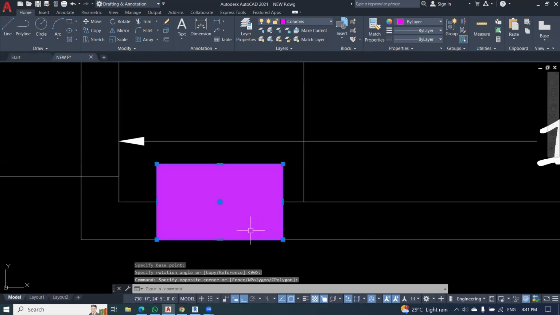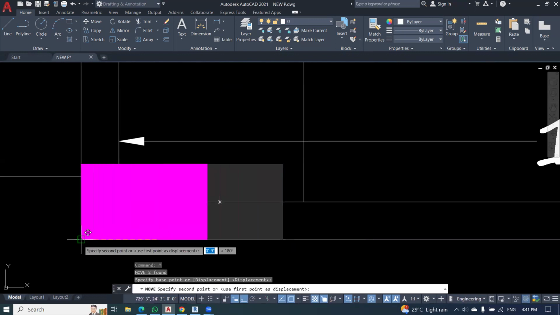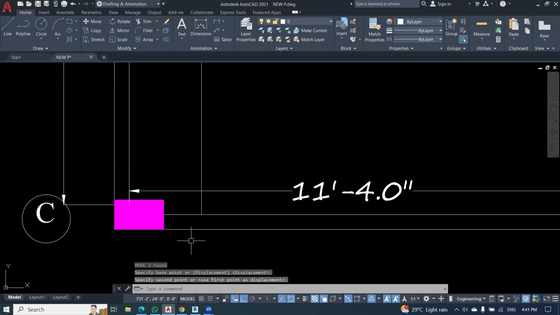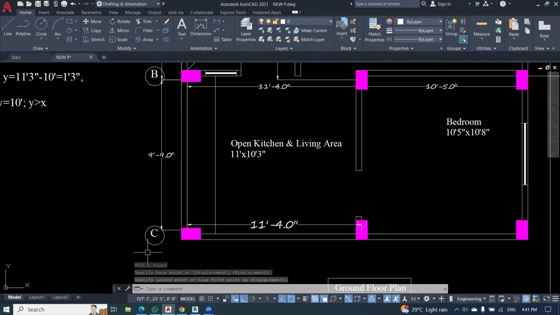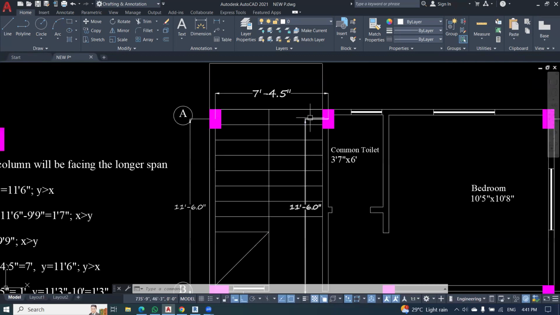यहाँ पे turn कर दिया and make sure placing it at corner. Done? Yes. Now coming to the next thing. Next column is nothing but at A2. We are supposed to look out the orientation of the column number A2.